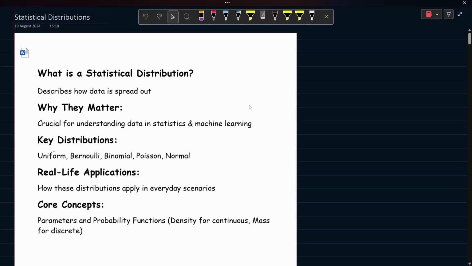Hey guys, today we are going to learn about statistical distribution. Have you ever wondered how randomness rules the world around us? From rolling dice to predicting the weather and also playing games like Ludo, it is all about statistical distributions. So, what is statistical distribution?